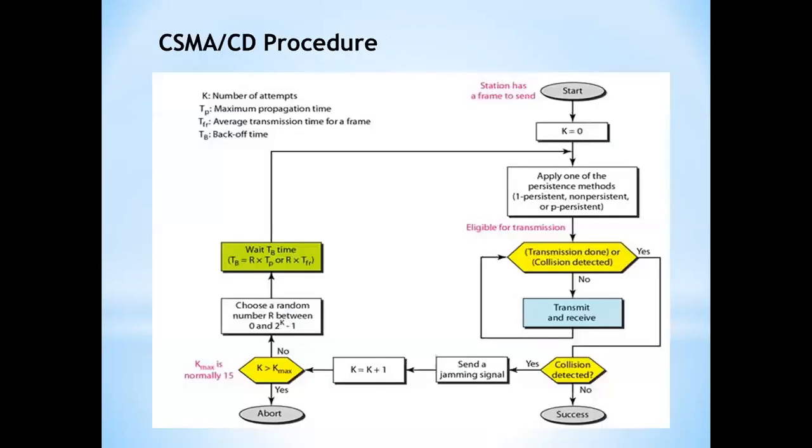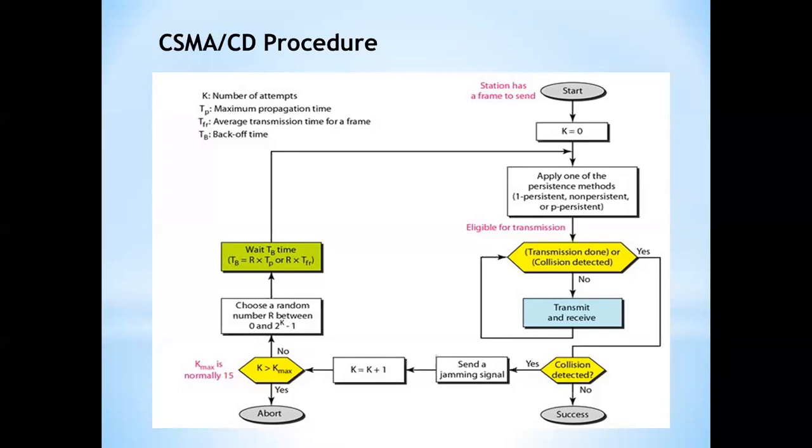Next is the CSMA CD procedure. The following figure shows the CSMA CD. The station has a ready frame, sets the back off parameter to 0. Then it senses the line using the one persistent strategy. Then it sends the frame.